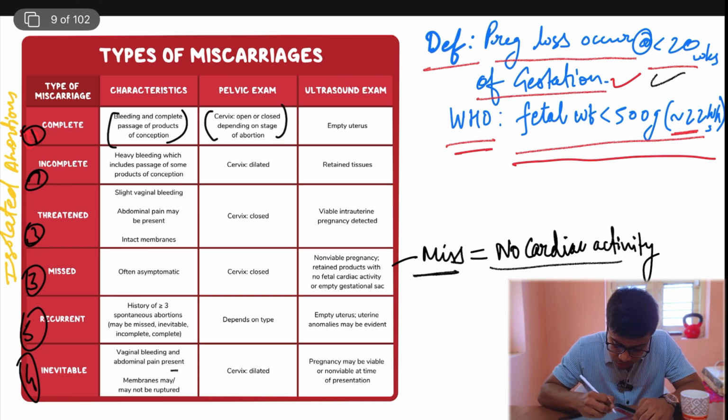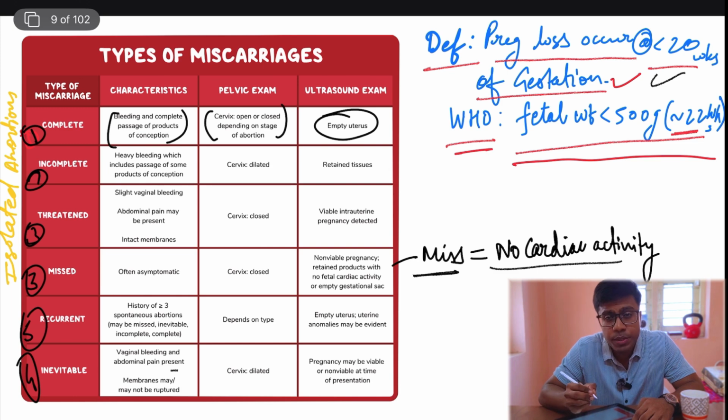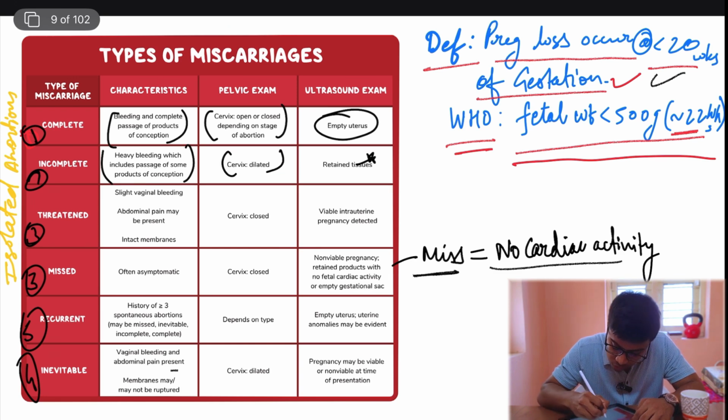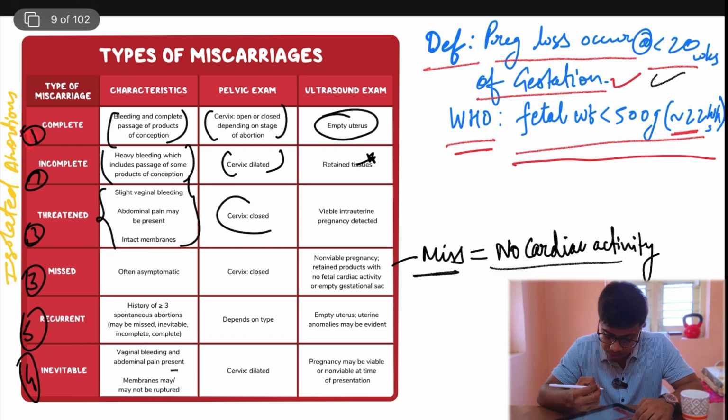In pelvic exam, cervix open or closed. It might be open or closed depending on stages of abortion. Empty uterus will be there. It means complete abortion. Incomplete: heavy bleeding, which includes passage of some product of conception. So incomplete, cervix will be dilated, of course, and retained tissues will be there. Threatened: slight vaginal bleeding, abdominal pain may be present, intact membranes and cervix, of course, closed.